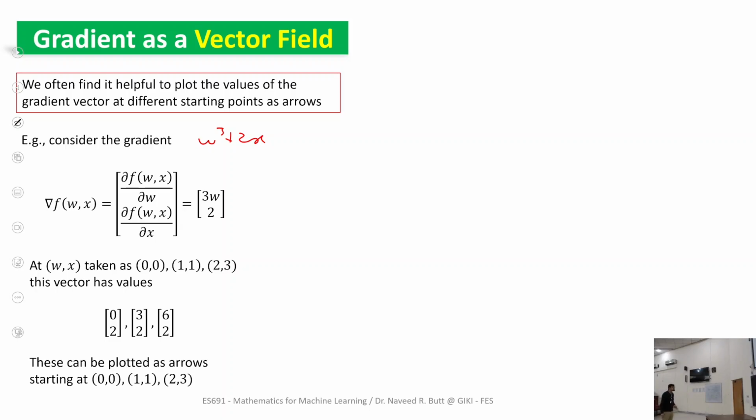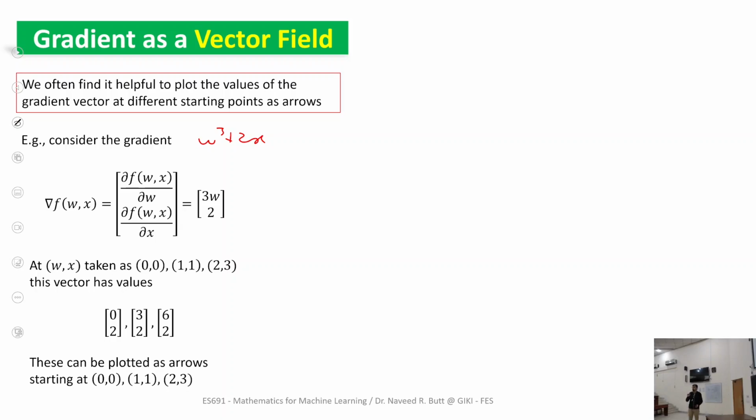In that case you would have the gradient, you can calculate it on all the points w, x. Here I am showing you 3 points, right. Now, each point leads to a vector, right. Now, what if I plot these vectors?